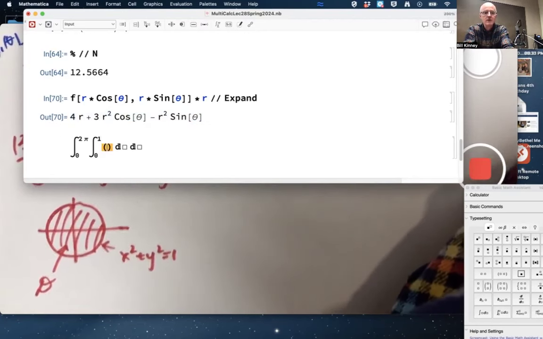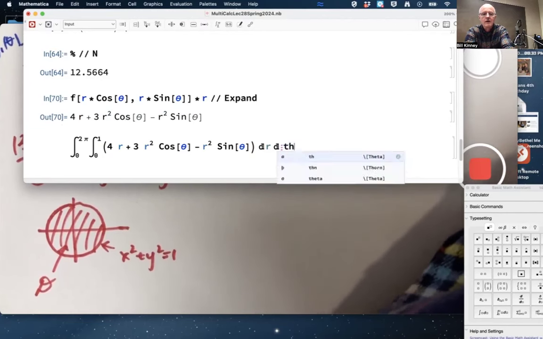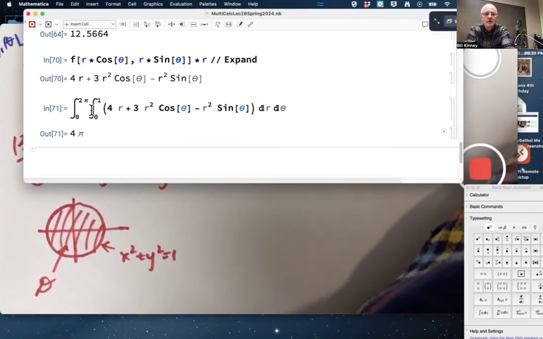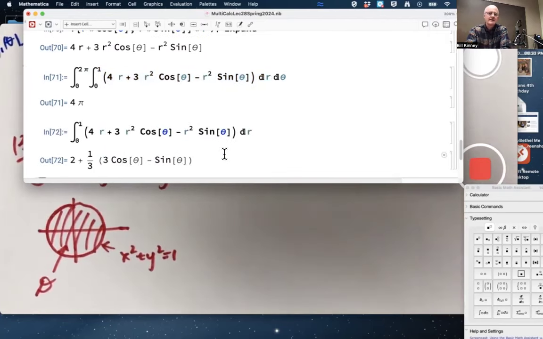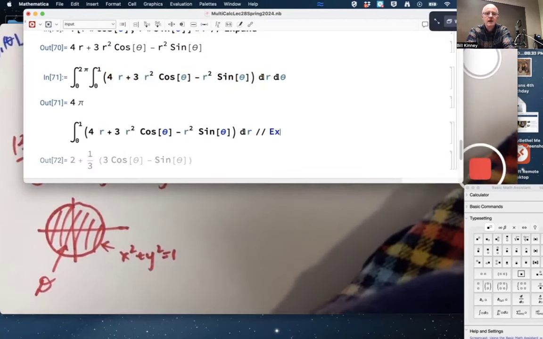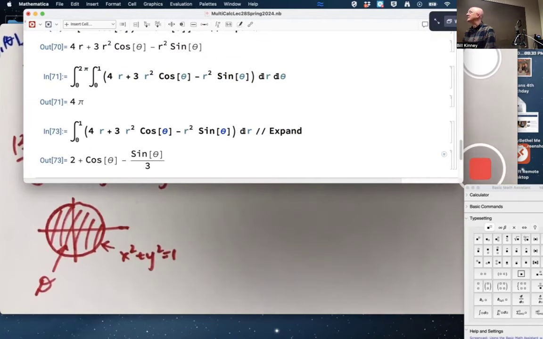After doing the inner integral with respect to r, there's the confirmation of the final answer. You would get a function of theta that is easy to integrate. Definitely easier to use polar coordinates.